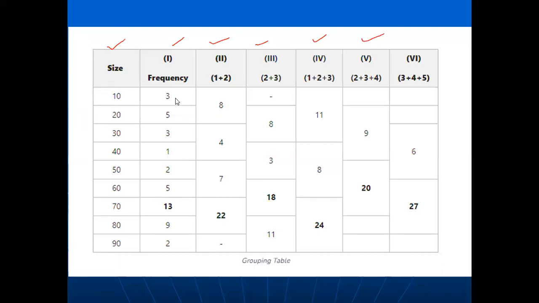So leaving 3, 5, 8, 1, 5, 3, 1, that becomes 9. So the first frequency you have to leave. Now you have to add frequencies in threes: 5, 3, 1, 2, 5, 13, that becomes 20. So that is how you get the fifth column.